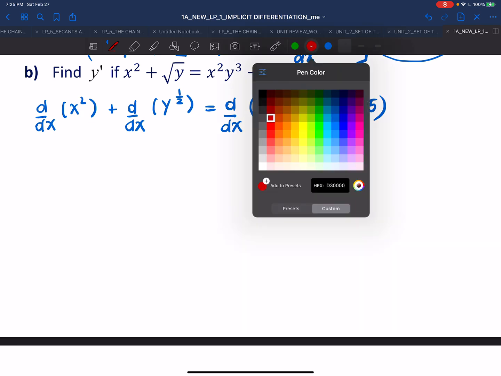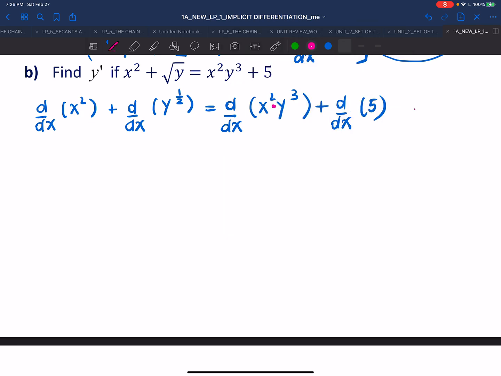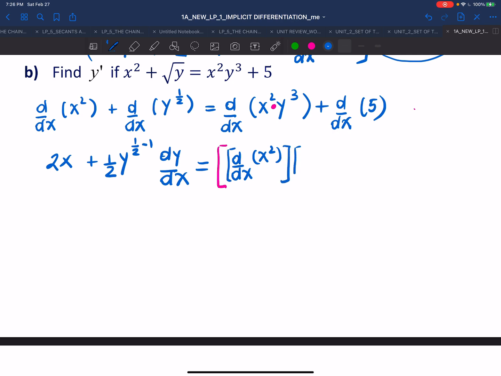So remember that here we have a product. We got to take care of that. And here we have implicit. The rest are the easy terms. So we have 2x, that's explicit, plus half of y, and then y to the power of 1 over 2 minus 1. Don't forget dy dx equals, and now we have product. So that would be the derivative of the first factor, x squared, multiplied by the second factor, y to the power of 3.